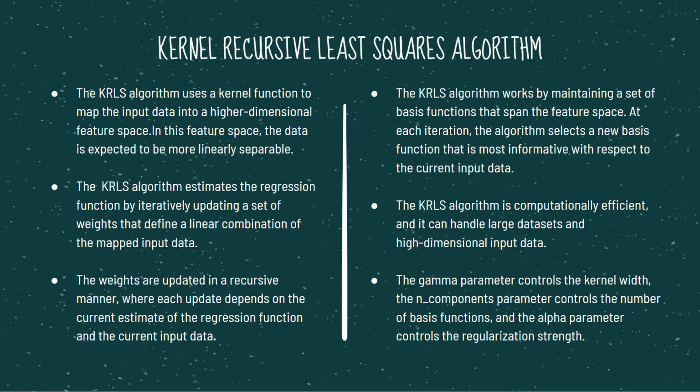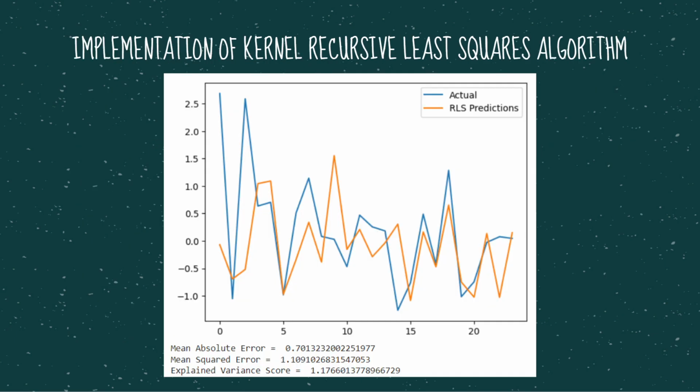The algorithm works by maintaining a set of basis functions that span this feature space. At each iteration, the algorithm selects a new basis function that is most informative with respect to the current input data. The algorithm is also computationally efficient and it can handle large datasets and high dimensional input data. The gamma parameter controls the kernel width, the n components parameter controls the number of basis functions, and the alpha parameter controls the regularization strength. Implementation of kernel recursive least squares algorithm.